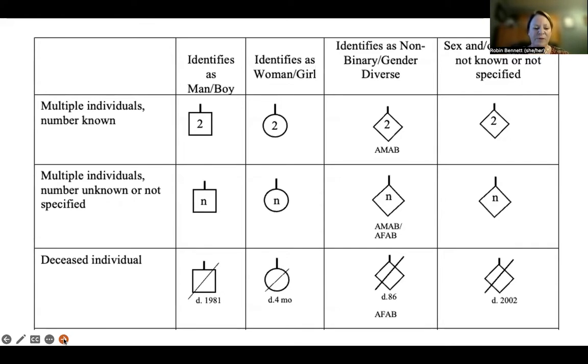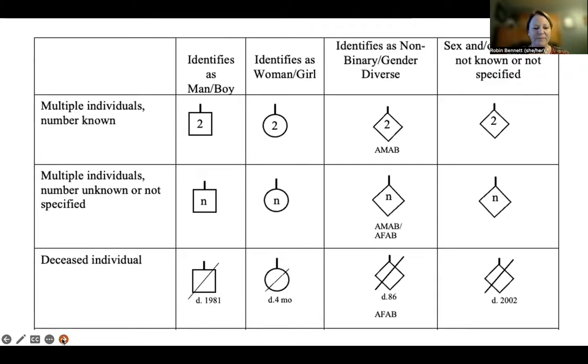So here is a person who died in 1981, assigned male at birth, identifies as a man or a boy. Here's a girl who died at 4 months of age. Here's a person who was trans, who was assigned female at birth, died at 86. And here's somebody whose sex or gender we don't know who died in 2002.